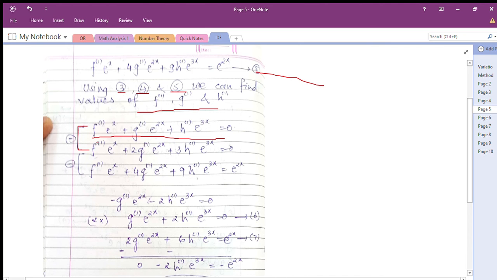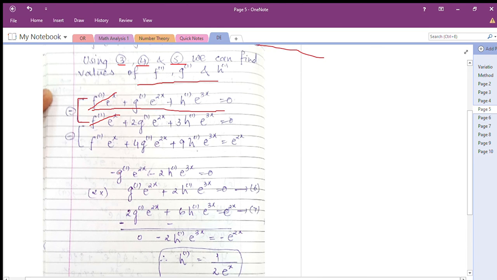So f1 e raised to x and f1 e raised to x cancelled, and we were left with g1 e raised to 2x, this is minus 2 g1 e raised to 2x. So g1 and minus 2 g1 will give you minus g1 e raised to 2x. This is h1 and this is minus 3, so it is minus 3 h1 e raised to 3x. Okay, so using the first two and eliminating f1, you get this equation. Clear? Now this minus will be taken common, so it will be positive, this will also be positive.